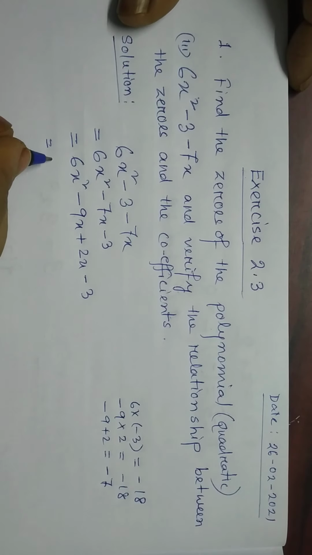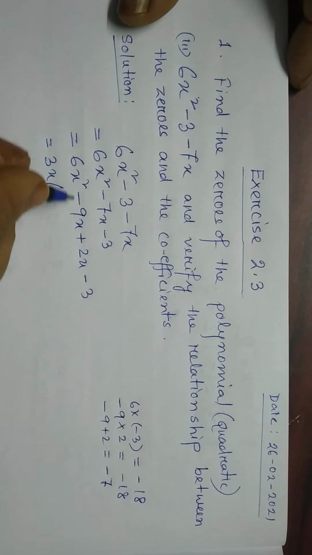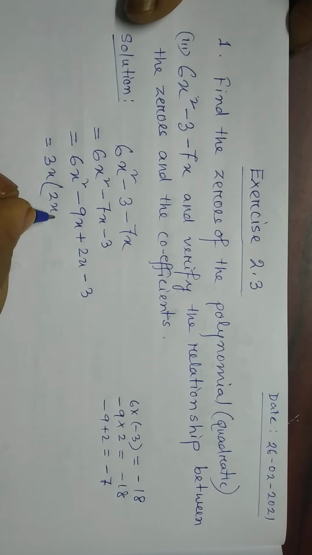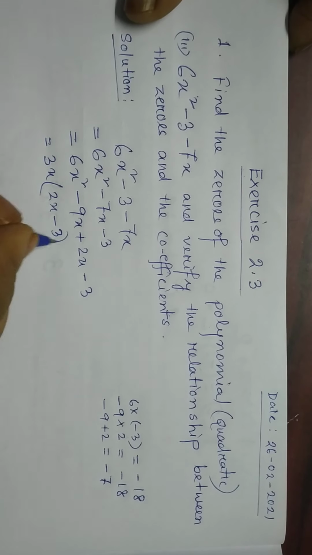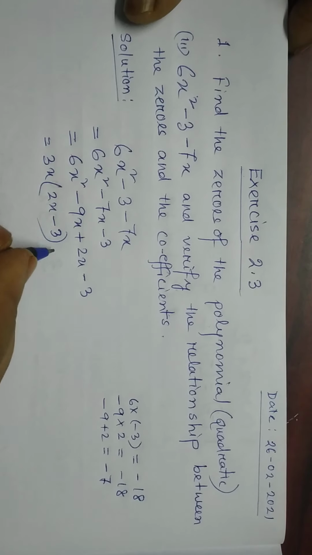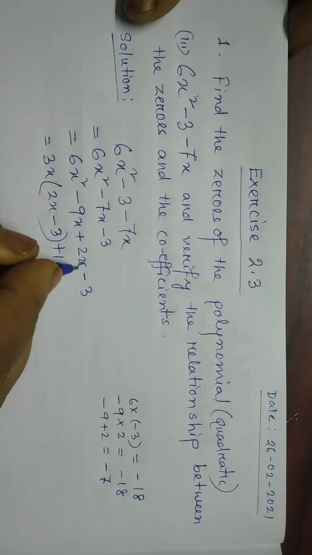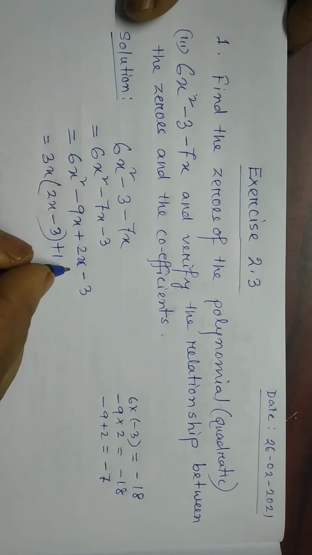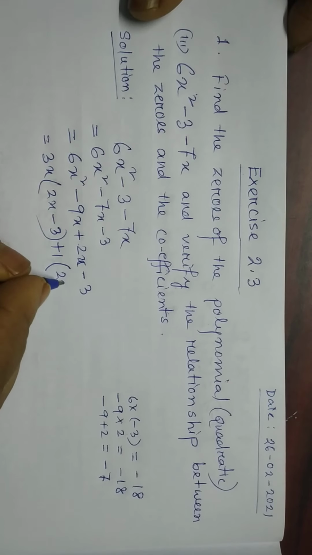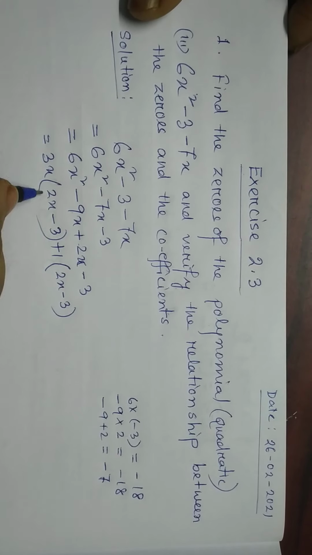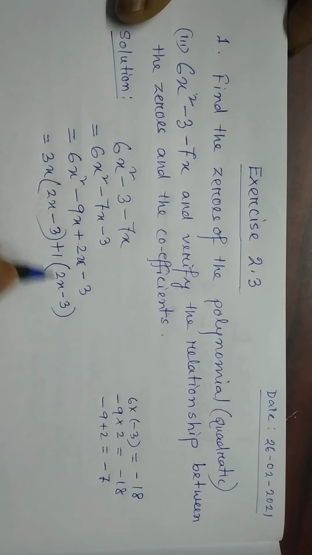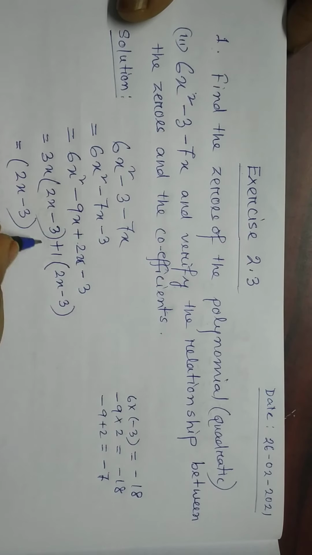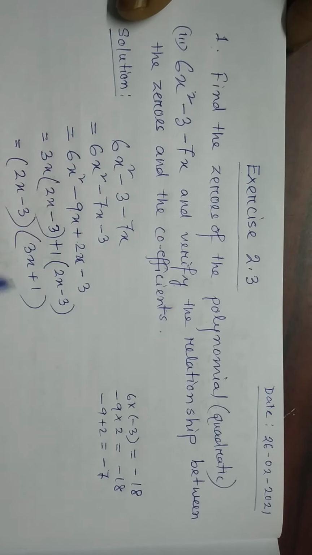Now if we take 3x common, because 3 is a factor of 6 and 9 also, then 3x times 2x minus 3, because 3 is a factor of 9x. Now plus 1, if we take 1 common, because there is no common factor of 2 and 3, that's why 1 is the common factor. Therefore, 1 times 2x minus 3. Now 2x minus 3 is the common factor of both terms. If we take 2x minus 3 common, then left is 3x plus 1.